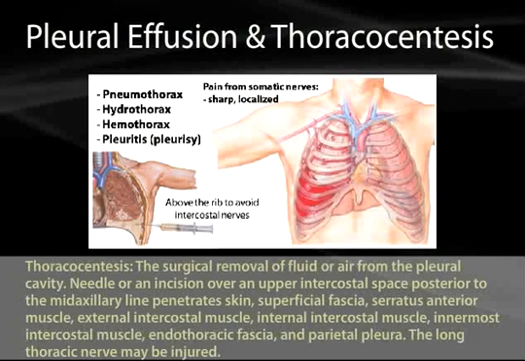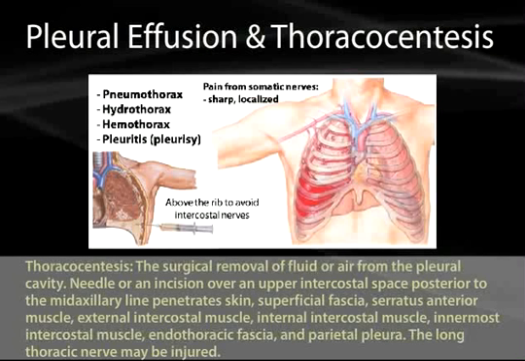If you get too much fluid in that area, whether it's blood or water or some kind of air, you're going to get either a pneumothorax, hydrothorax, or hemothorax. If it gets too fused together, you can have a pleurisy, which can be quite painful because of that somatic nerve plexus that's going to innervate the parietal pleura, and that will be sharp and localized.